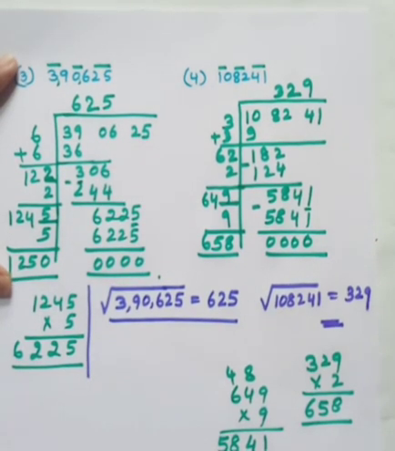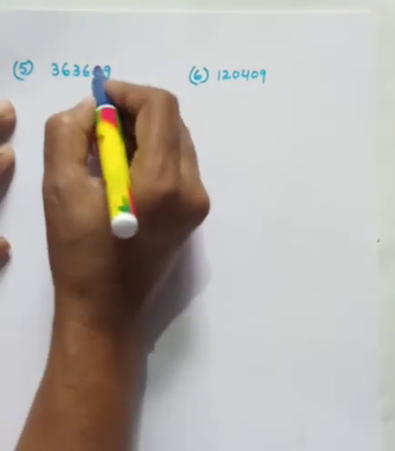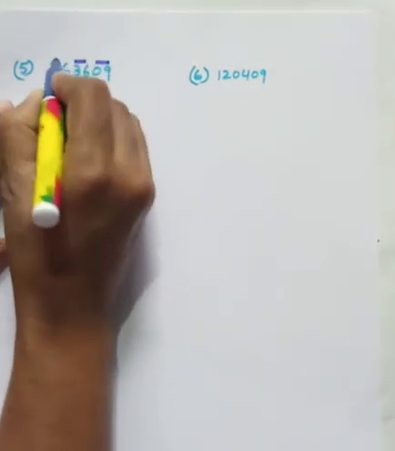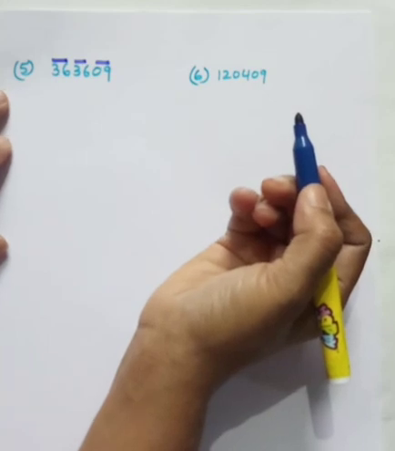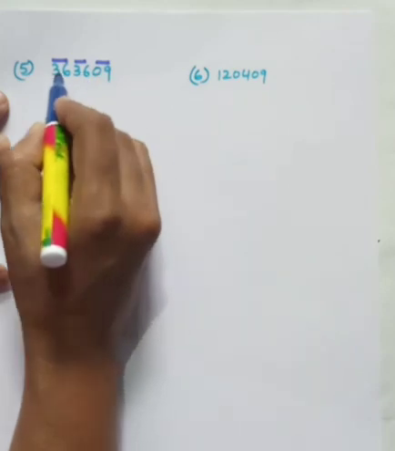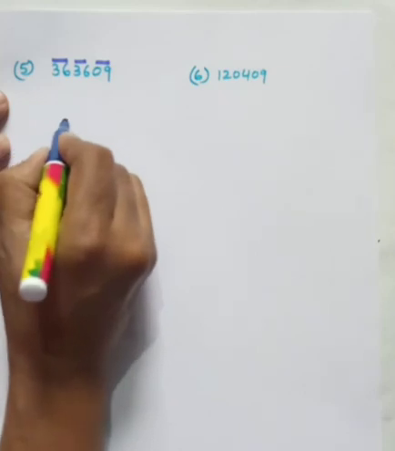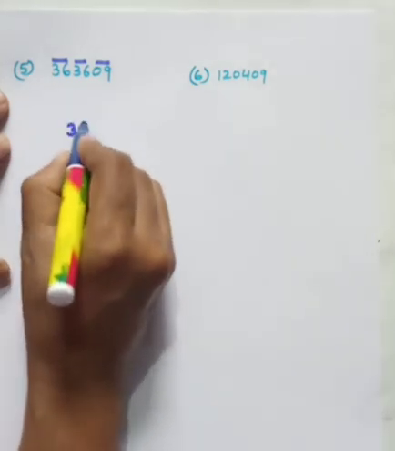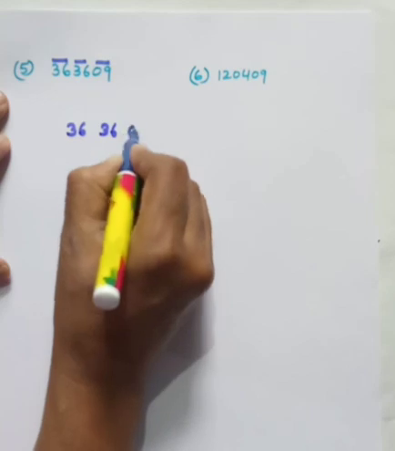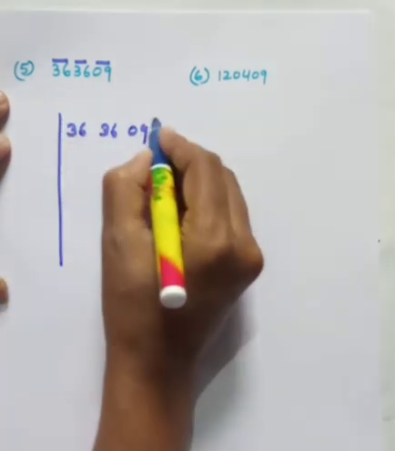Now let us see the next question. Now next one is, see, we can directly form pairs like this. This is how much? Read the number, 3,63,609. So if we pair up, we can write it as 36, then 36, then 09. Now what shall we do? We shall start our table.